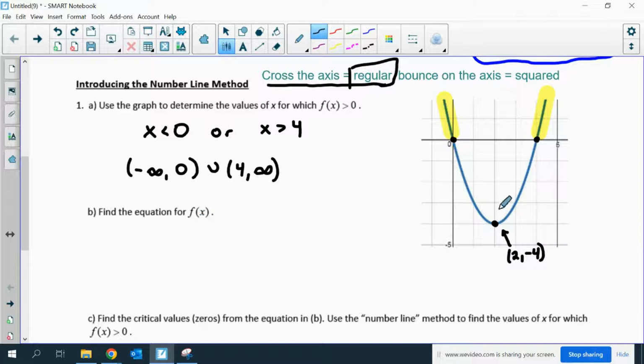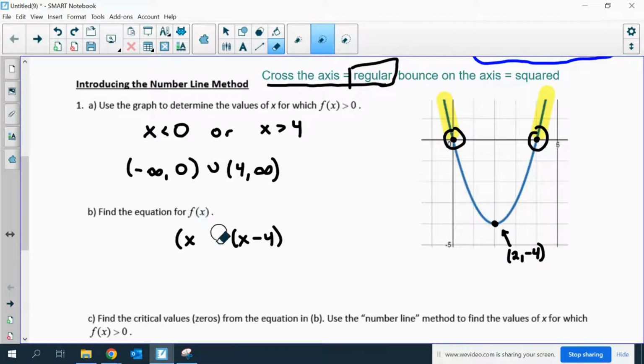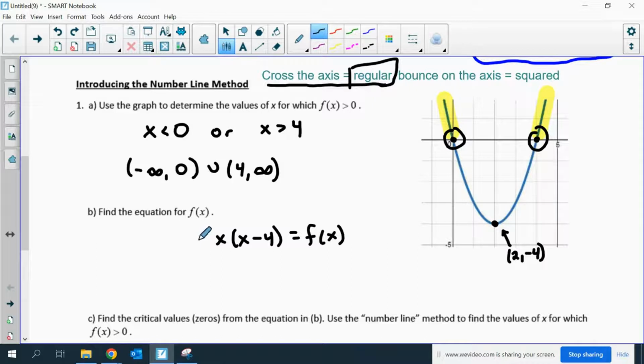Now let's find an equation for f of x. This is a parabola that has zeros at 0 and 4, so I'm going to write this in factored form, which I don't really need to put x minus 0, so I can just say x times x minus 4. And then I need to check what the a value is. Now, if I remember things about polynomials, I know that the typical quadratic with an a value of 1 would go over 2, up 4.